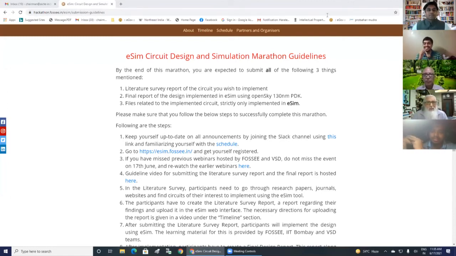Thank you so much, sir. Thank you so much for your kind words. AICTE and Anil sir have always been supporting our FOSSEE and the initiatives which we do. So thank you so much, sir.